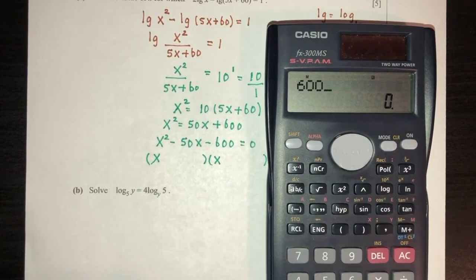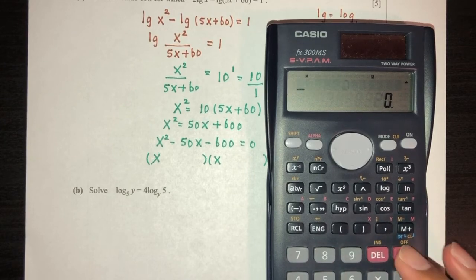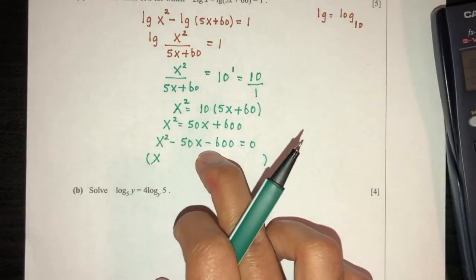So sorry, 600 is what? How can we solve this? So we can divide by 30. That will be 20. So would that be possible or no? Let's see if that's good or no. It will not be factorizable with that because here we have minus, it should be plus.